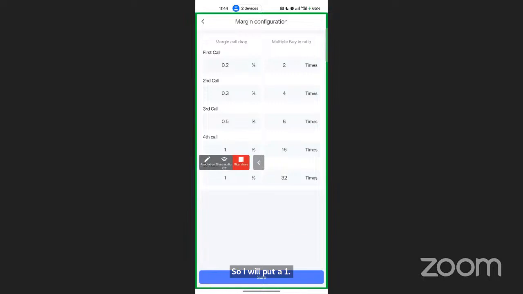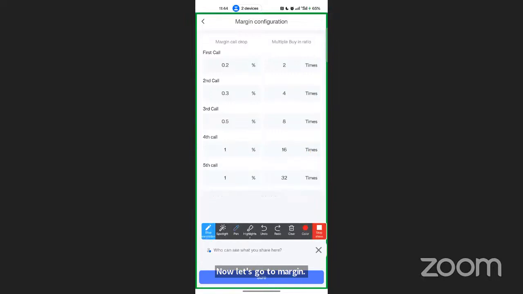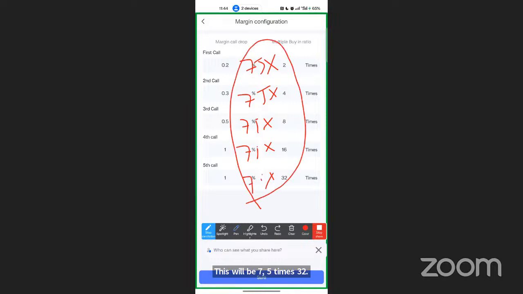Now here, this will be 75 times 2. This will be 75 times 4. This will be 75 times 8. This will be 75 times 16. This will be 75 times 32. Do I have this money? Let me know. I have $500 because this is the best.